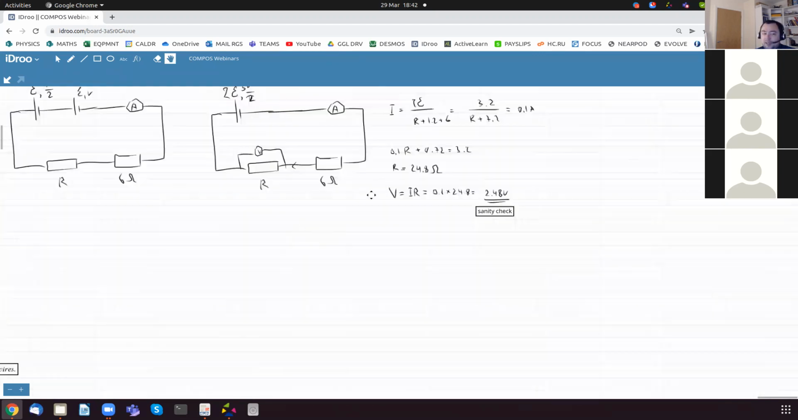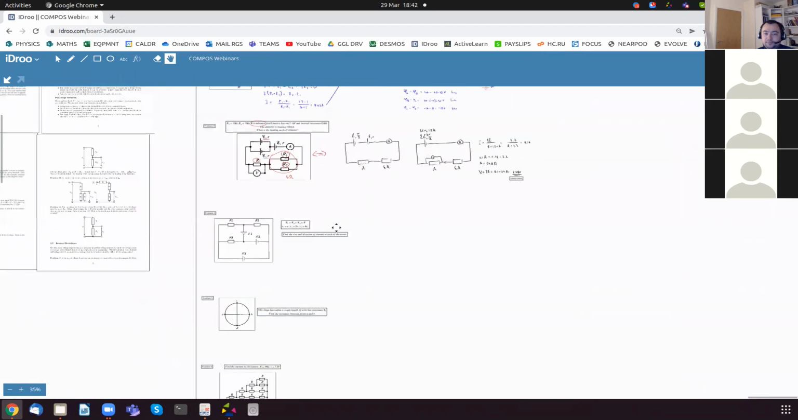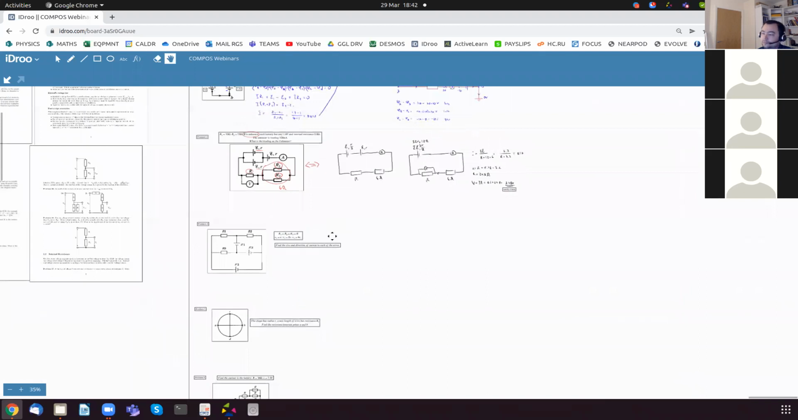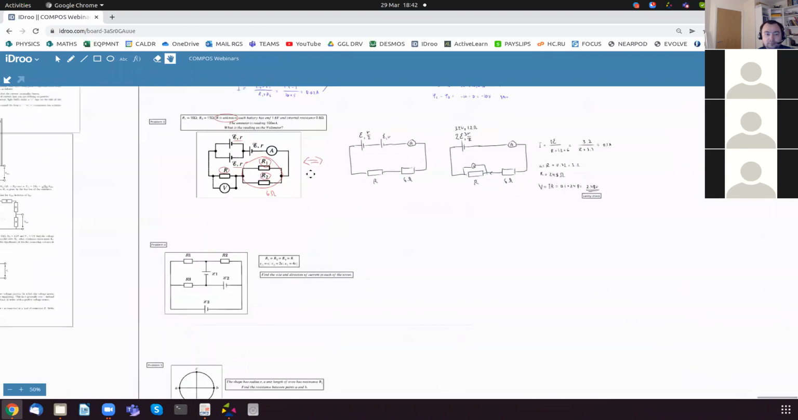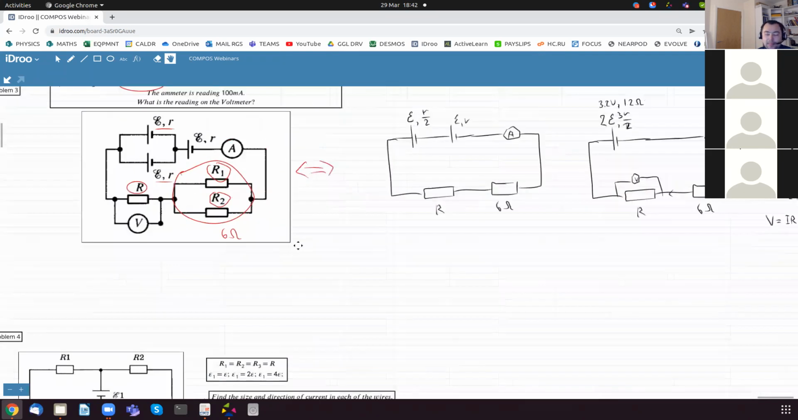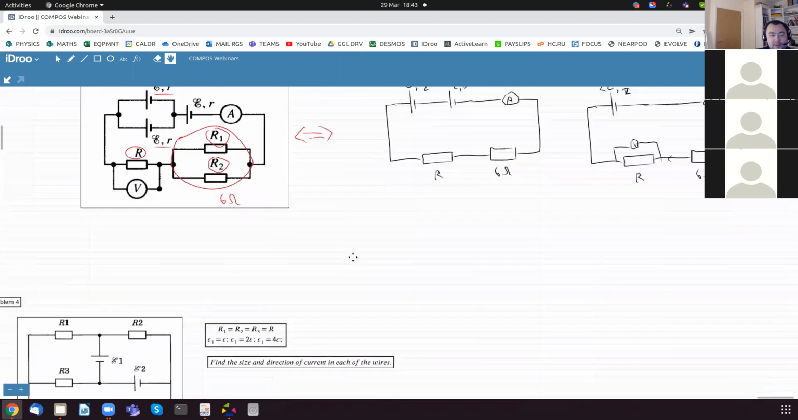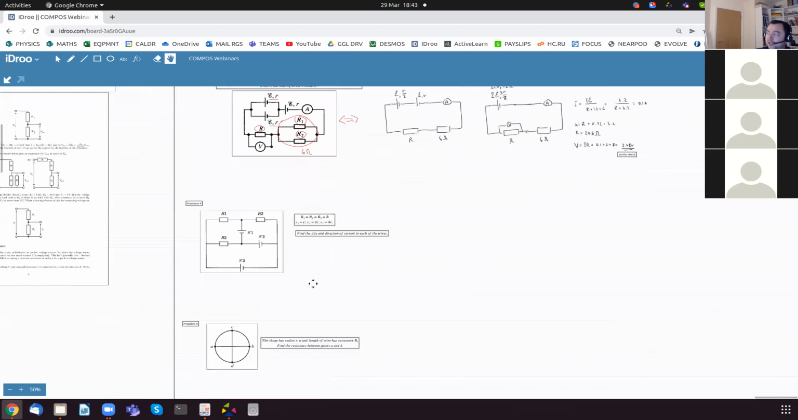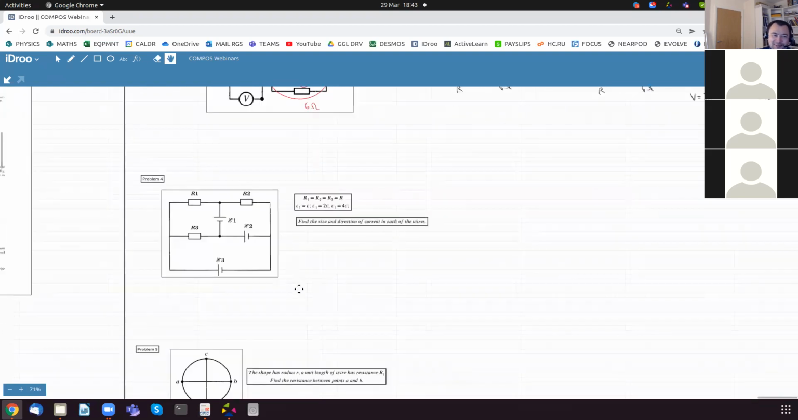Okay, any questions here? All right. Remember, batteries in parallel, if they are the same voltage, the voltage doesn't change. If they're not the same voltage, then it's super complicated.